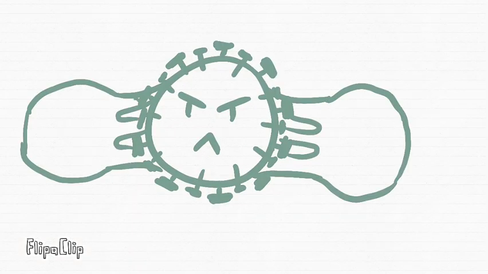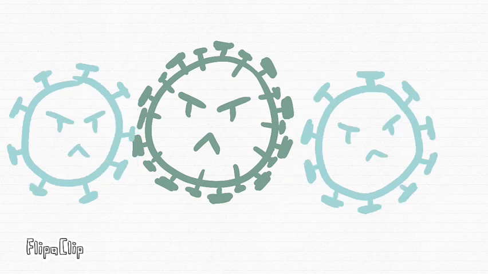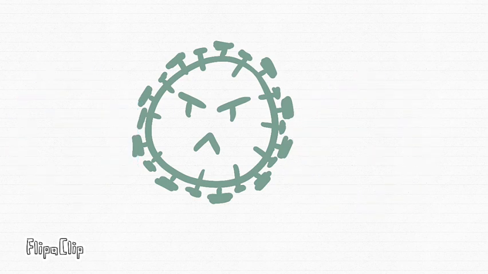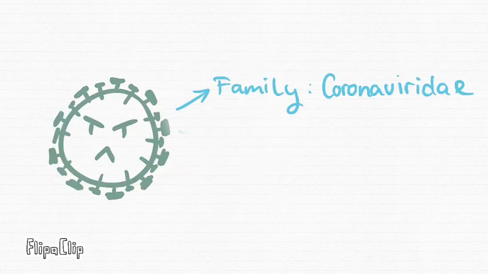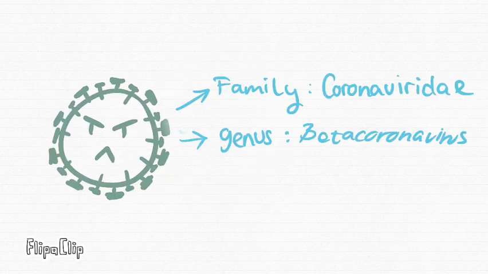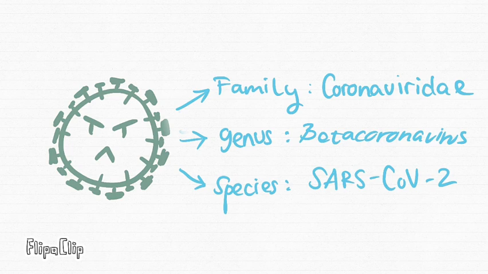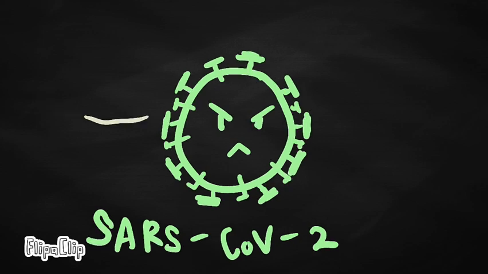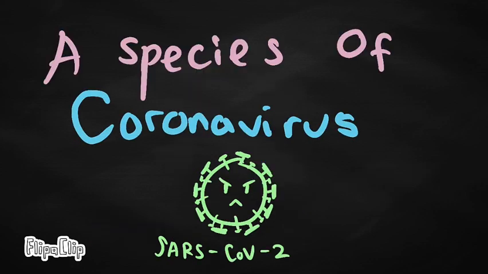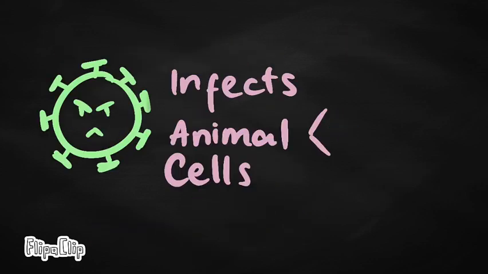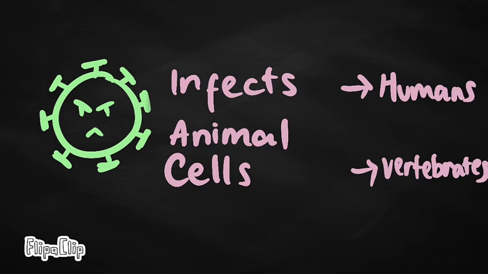However, guys, coronavirus has many kinds of species. The one we're going to talk about now belongs to the family of Coronaviridae, genus of beta coronavirus, and the species is SARS-CoV-2. Let's take a deeper look at this SARS-CoV-2 virus. SARS-CoV-2 is a species of coronavirus that infects animal cells, especially humans and vertebrates.